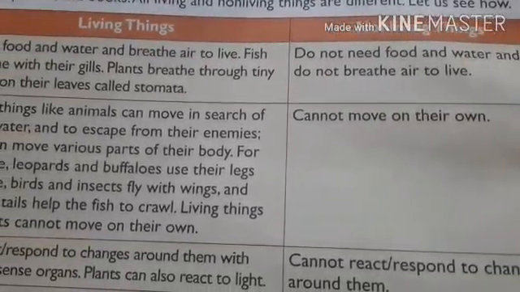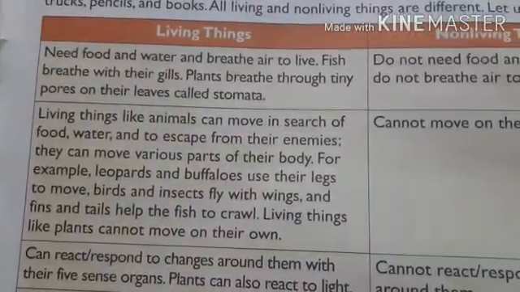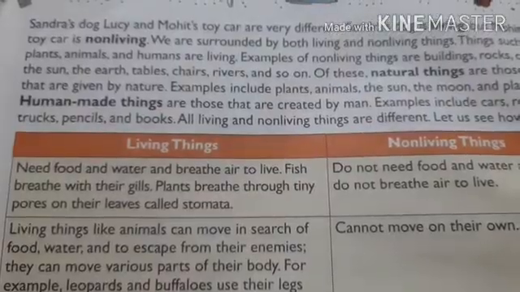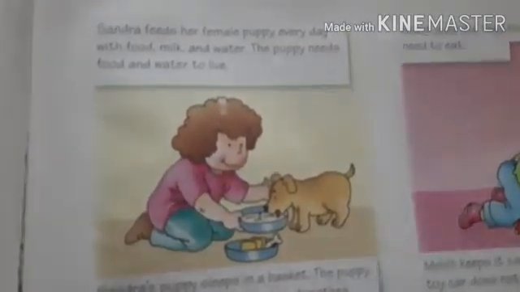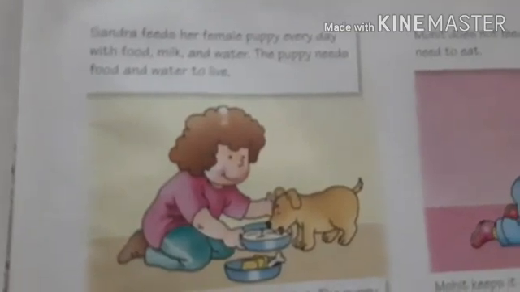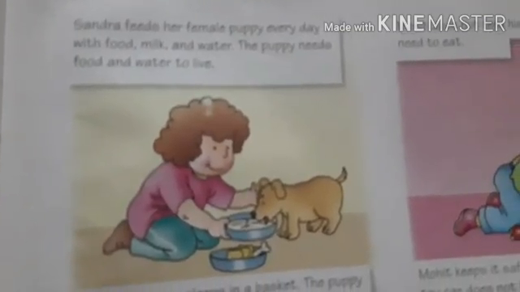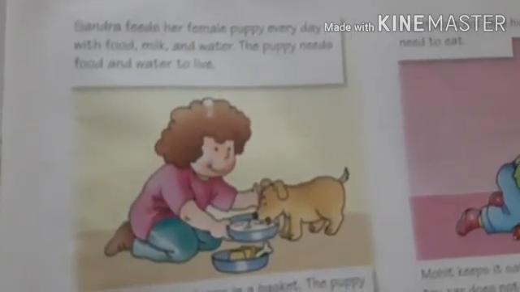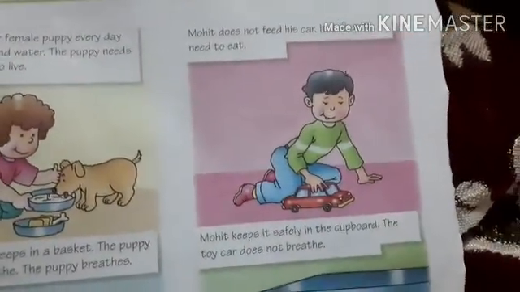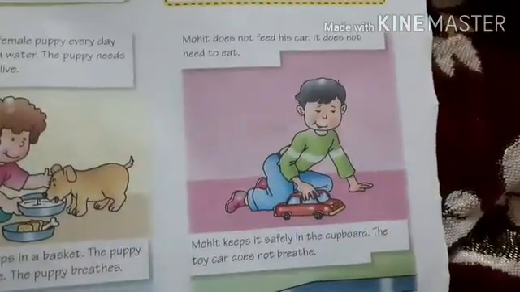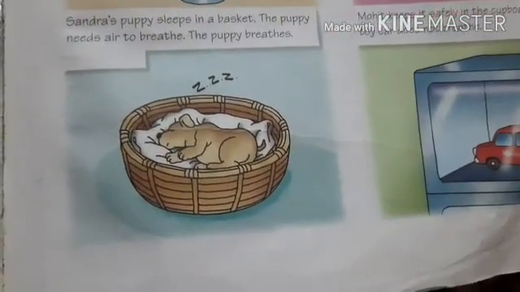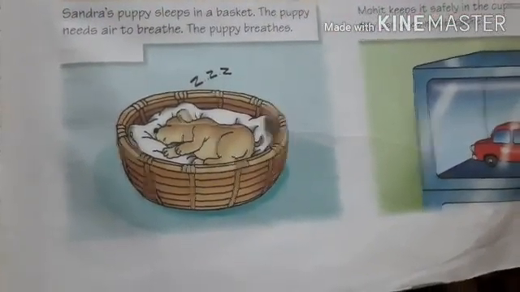So children, in our course book, living things and non-living things are explained with colorful pictures and some examples are given. So here is one girl, her name is Sandra. She is having a puppy pet. Its name is Lucy. So Sandra feeds her female puppy every day with food, milk and water. The puppy needs food and water to live. So it means this puppy is a living thing. At the same time, here is one boy, Mohit. Mohit does not feed his car. He's having a toy car, but he does not feed it because it does not need to eat, as a toy car is a non-living thing.